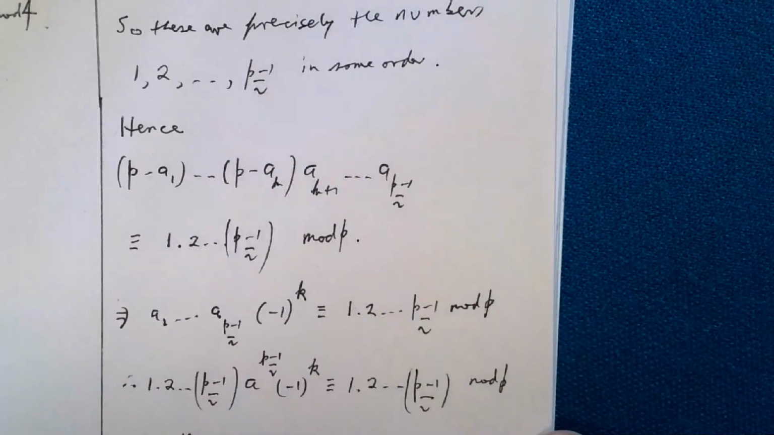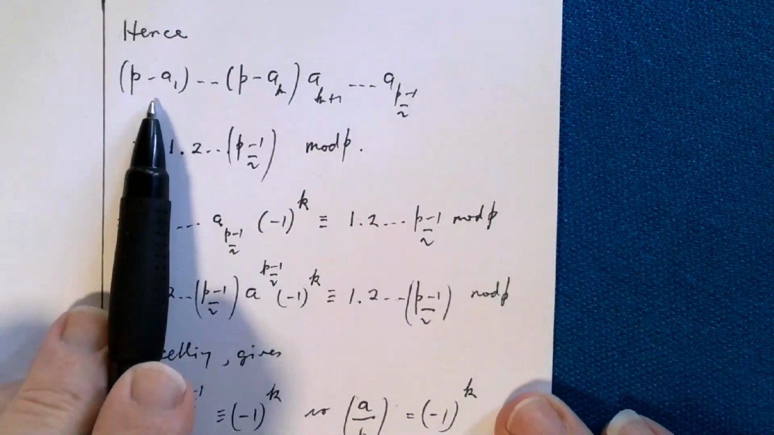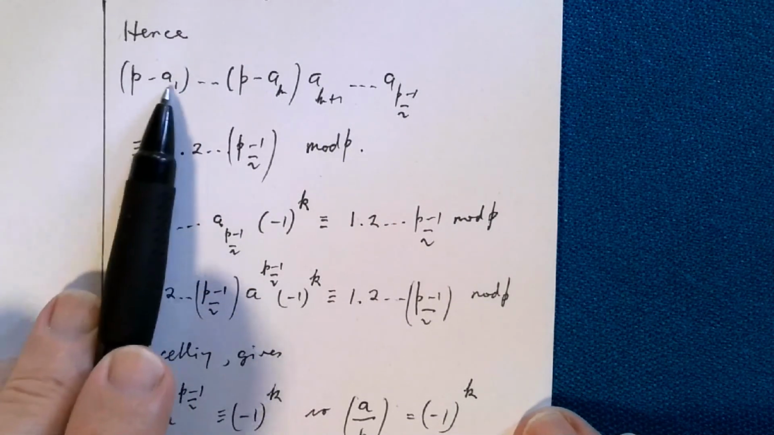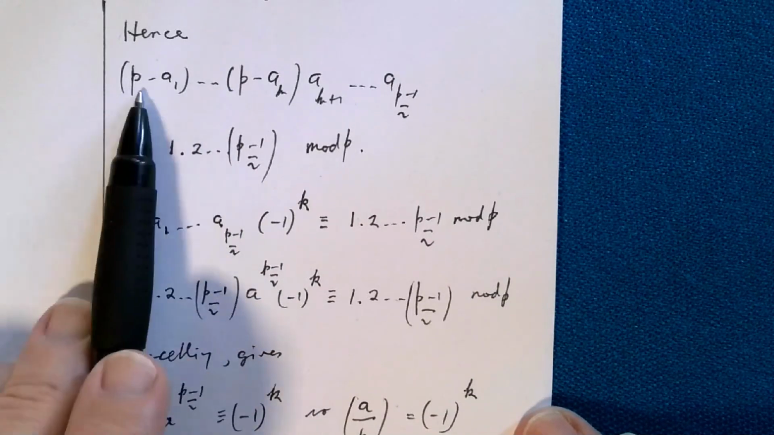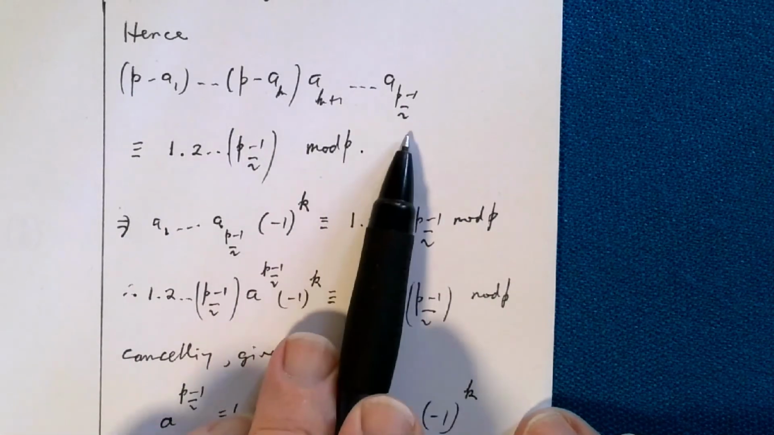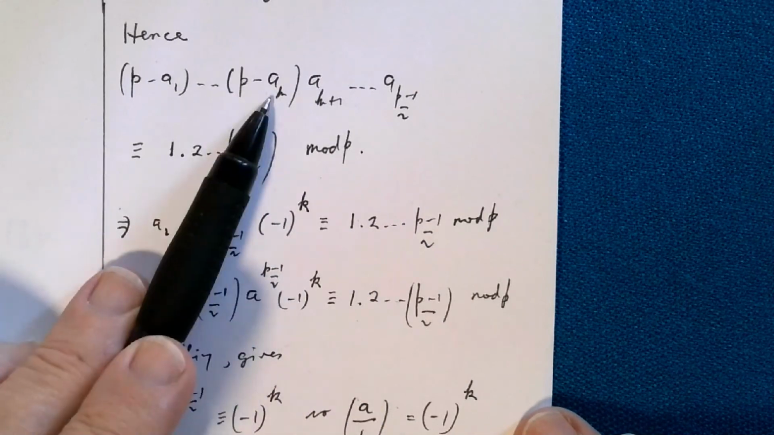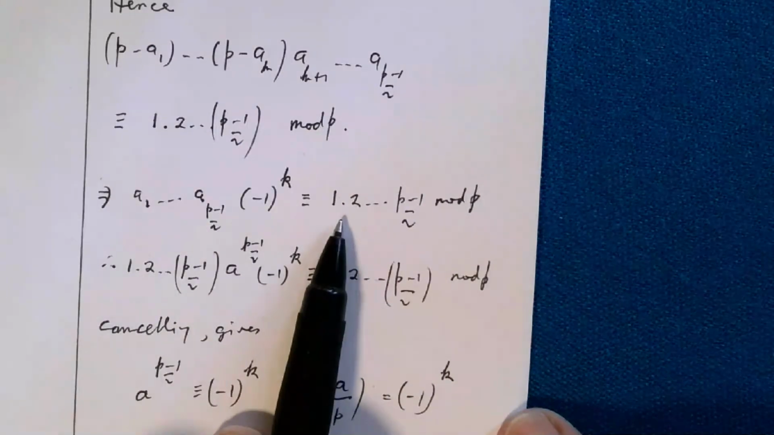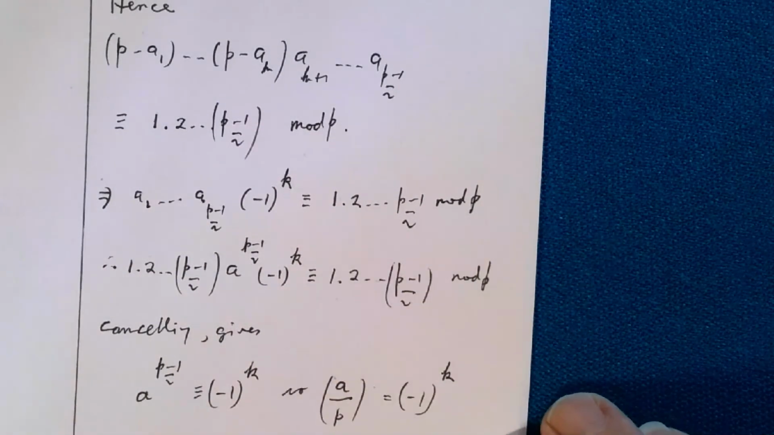Okay, well that means I can simplify this a little bit. If I look at this modulo P, it is A1 with a minus sign, and this modulo P is A2 with a minus sign. So I'm just going to get A1 up to (P minus 1)/2, but I'm going to pick up a pile of minus signs, and I'm going to get K of them. And this product still is congruent to the product 1 up to (P minus 1)/2 mod P.